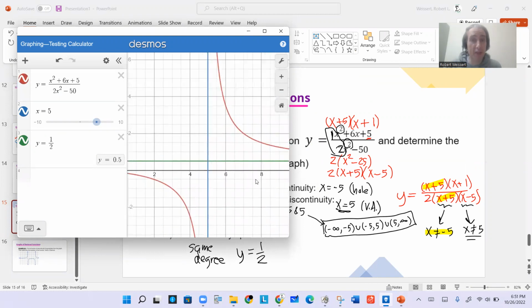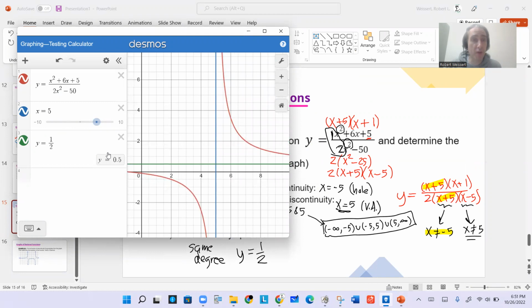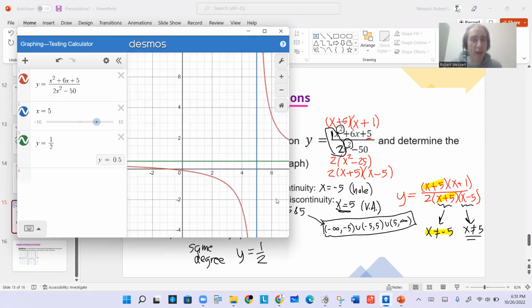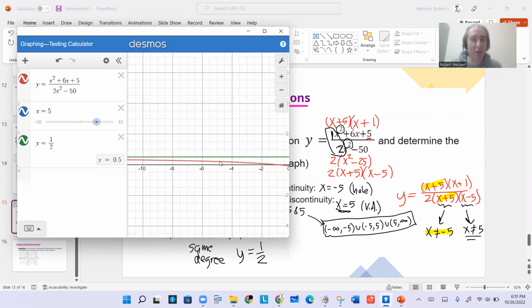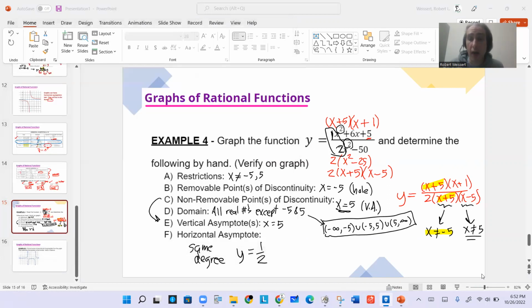Your vertical asymptote is x equals 5, as we proved over here. But there is a hole in the graph, and you have to scroll to the left here and find it. It's not something that comes naturally, right? You have to hover over it and click on it. And you can see that open circle at -5. That's your hole in the graph. So it's undefined there. Can't plug -5 in and get a value. So that's your hole in the graph, aka your removable point of discontinuity.